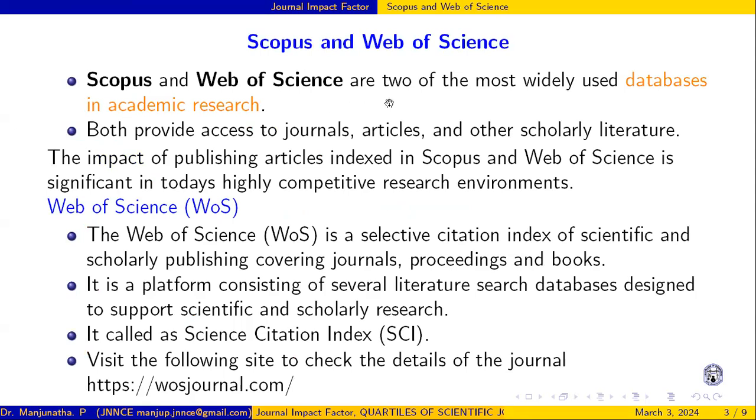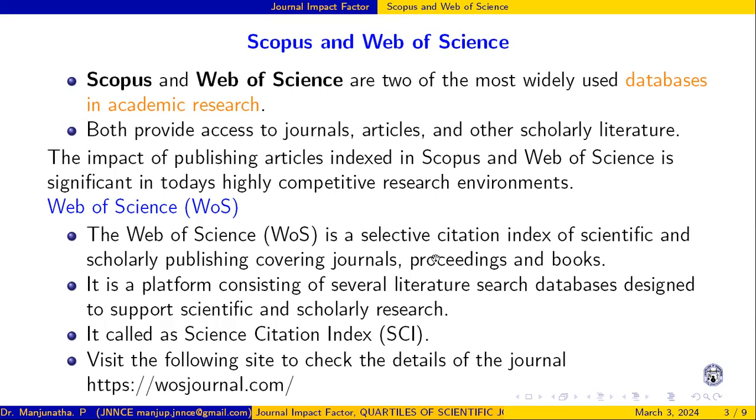Scopus and Web of Science are two of the most widely used databases, a collection of databases in academic research. They provide access to journals, articles, and other scholarly literature. The impact of publishing articles indexed in Scopus and Web of Science is significant in today's competitive research environment. To accept your thesis, it should be published, maybe in Scopus or Web of Science. So it is very important to know what Web of Science is.